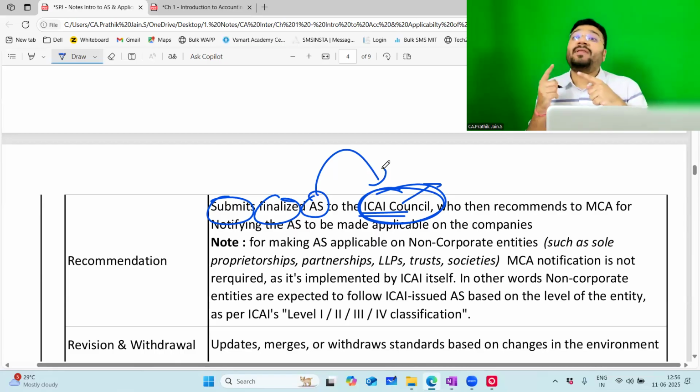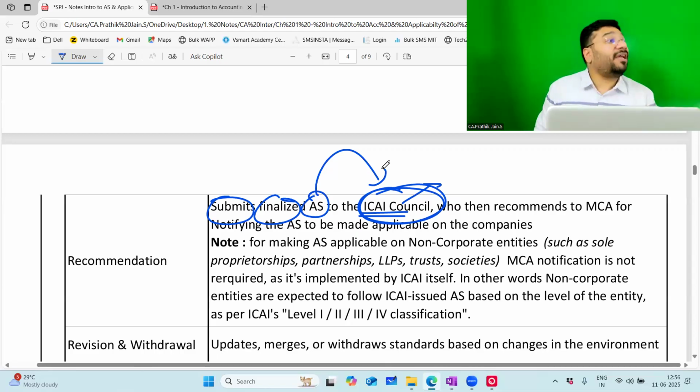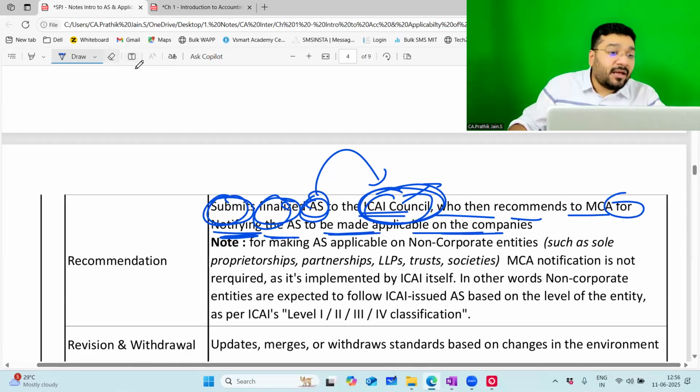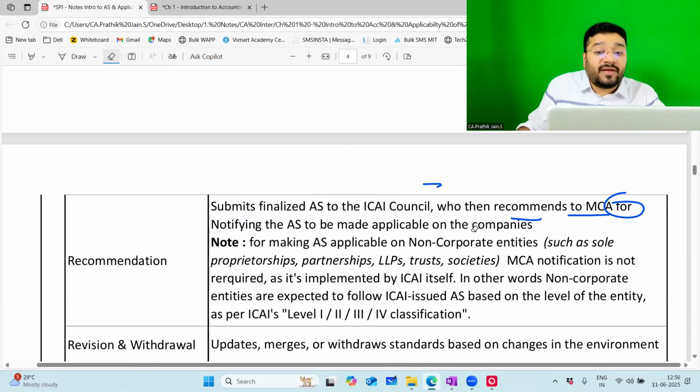MCA will do consultation with NFRA. What is NFRA? I'll discuss that now. If NFRA says okay, MCA will release a notification. Only when the notification comes, you will be following the accounting standards. You means who? Companies, corporates. ASB submits the finalized AS to the council, who then recommends to MCA for notifying the AS to be made applicable on the companies. But MCA will notify only in consultation with NFRA.